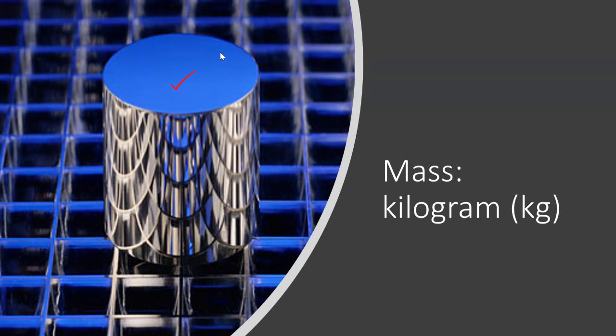And one thing that I think is a little bit weird about this base unit is that it actually has a prefix on it. So kilogram actually means 1,000 grams. You might think that gram would be the base unit, but for whatever reason, we use kilo instead, maybe because a gram is so small.